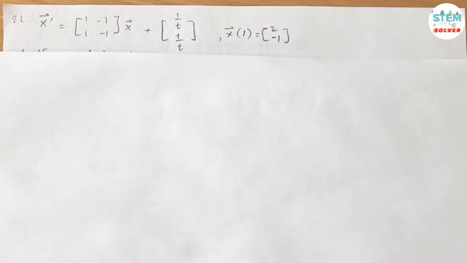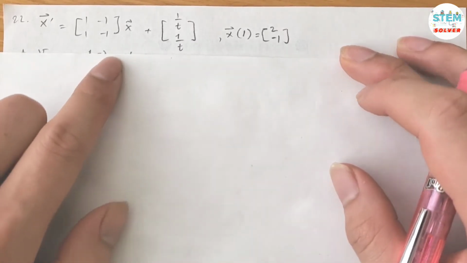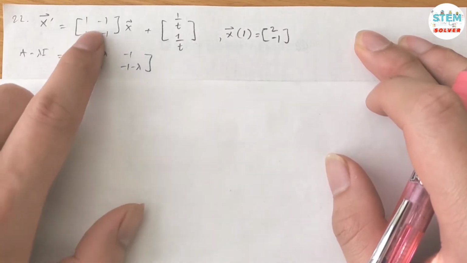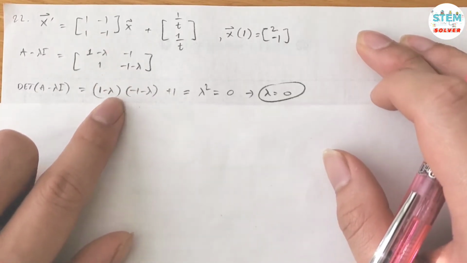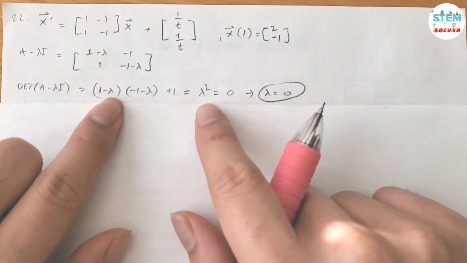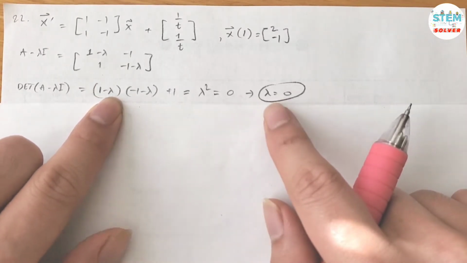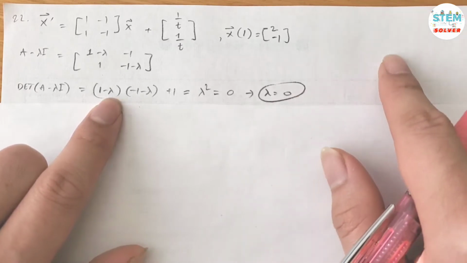Using variation of parameters method to solve the initial value problem. So first, we need to have A minus lambda I. Let's call this matrix A subtracted with lambda I. That gives you this matrix. Then you are going to find its determinant, which gives you lambda squared. Set it equal to 0. Solve for lambda. You will get repeated eigenvalues, which is 0.